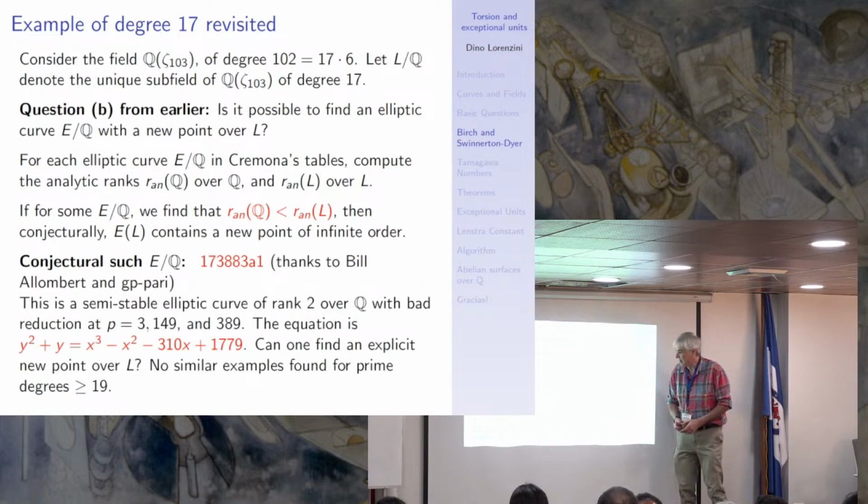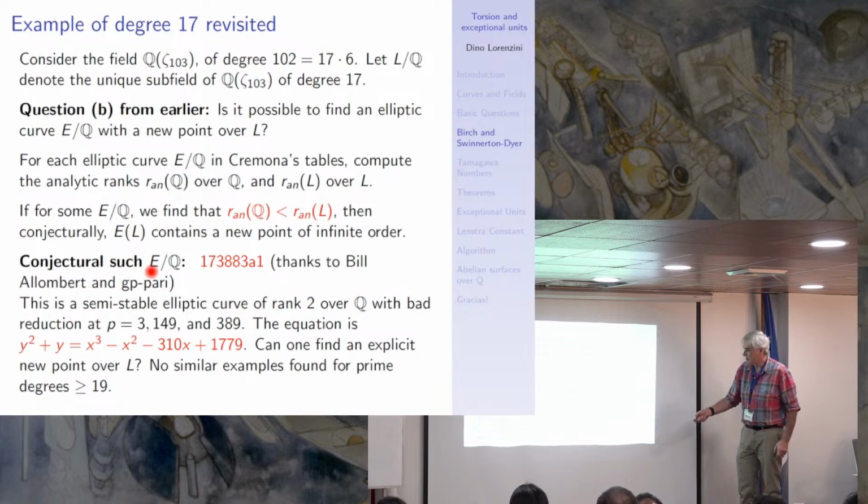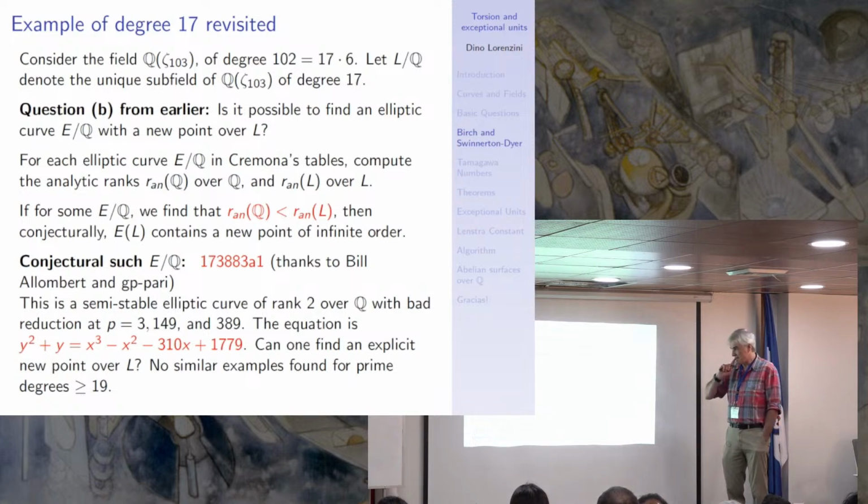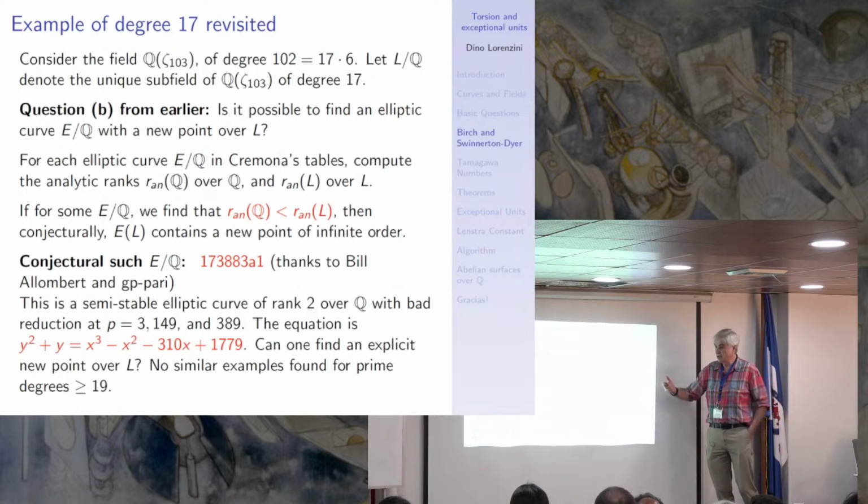So I'm going to use this. So this is in the middle of Cremona's tables. You have to go already quite far, right, to find one. I thank Bill Lambert in Bordeaux and G.P. Parry who found it for me. And explicitly, it's given by this equation, right? So it's rank 2, it has only 3 primes of bad reduction, and supposedly it has analytic rank that jumps.